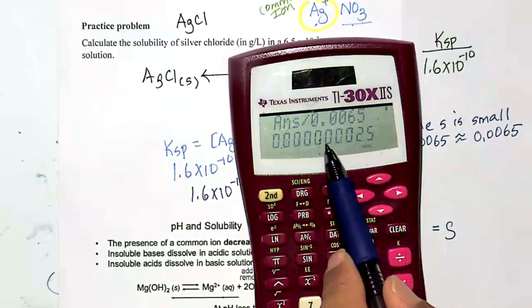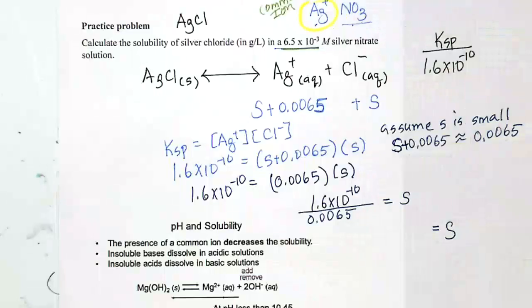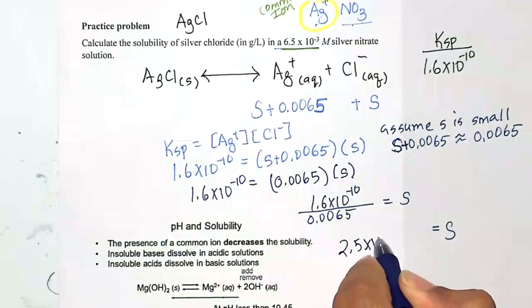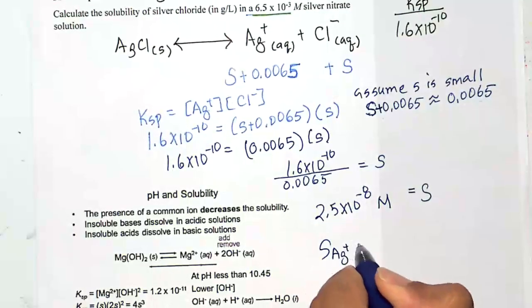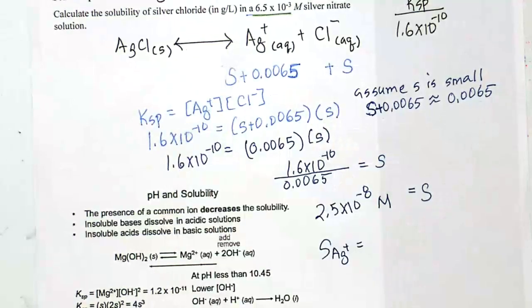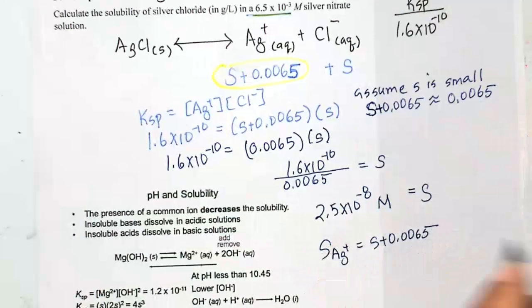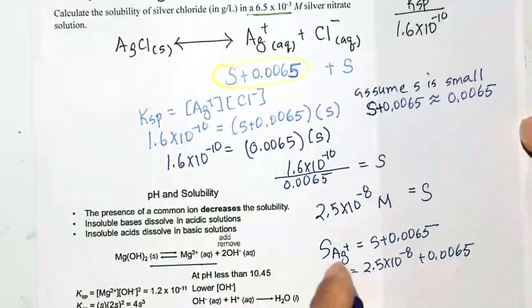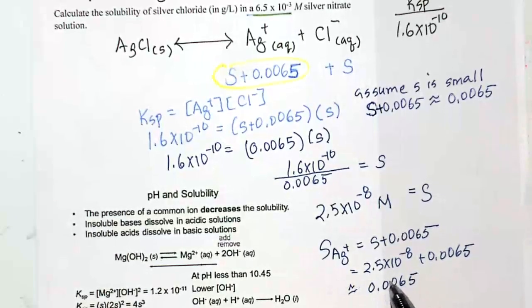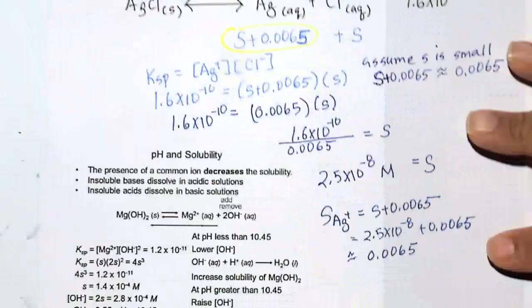How's that? 2.5 times 10 to the minus 8 molar. Okay, molar. All right, so the solubility of Ag plus is going to be S plus 0.0065. And that is 2.5 times 10 to the minus 8 plus 0.0065. And I want to convince you it's just 0.0065. 2.5 times 10 to the minus 8 plus 0.0065 is 0.0065. This is so small, 0.0065 is so much bigger. It's essentially 0.0065. So all of it is coming from the silver nitrate.